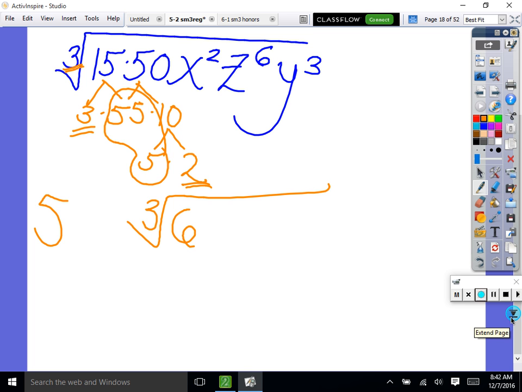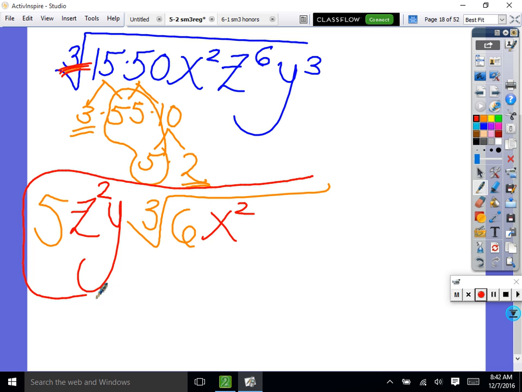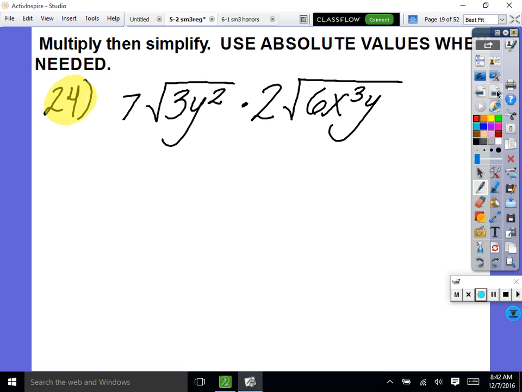I'll change colors here. So x squared, can we pull out anything? Nope, so we still have x squared. Z to the 6, how many groups of 3? 2, so we'll pull out z squared, very good. Y cubed, and cube root of y cubed is y. So there's my final answer. Even root, nope, so we don't need absolute values. Not too bad, right? See, today they're just a little bit more advanced, but definitely doable, right? Okay, awesome.